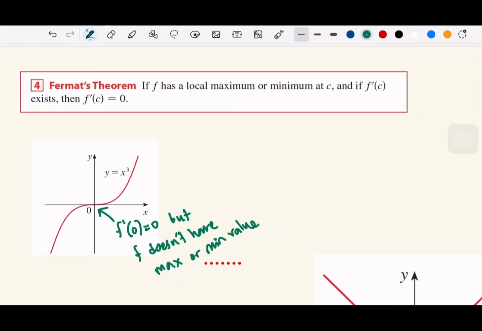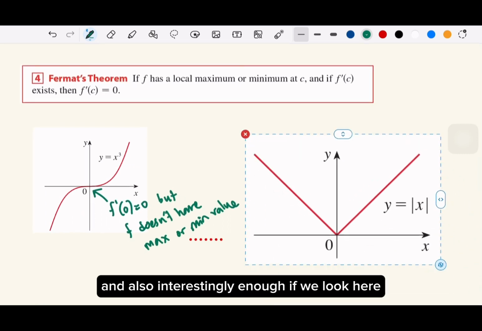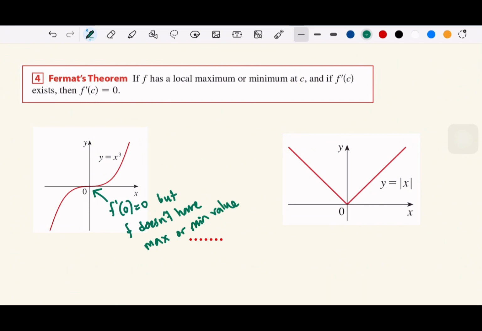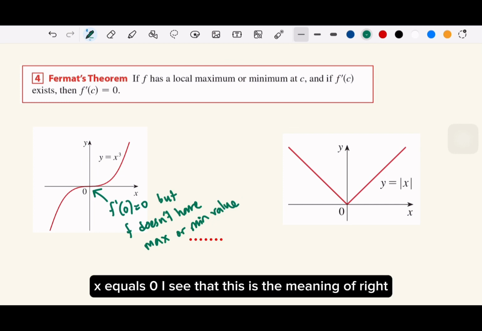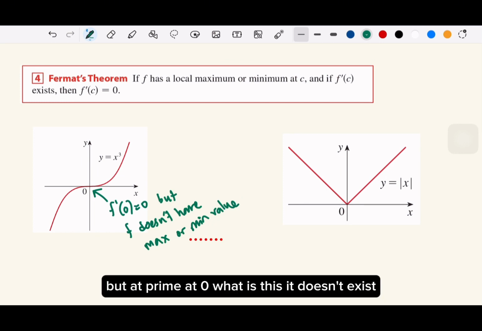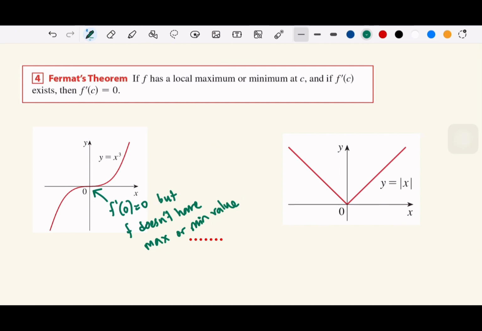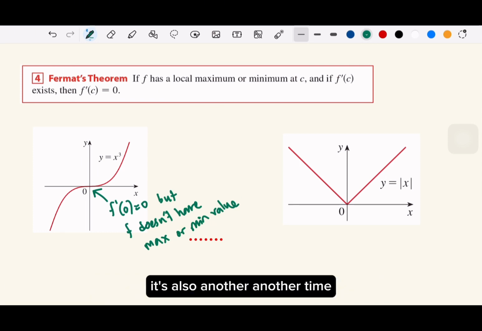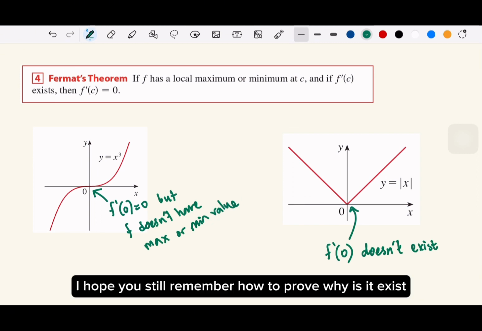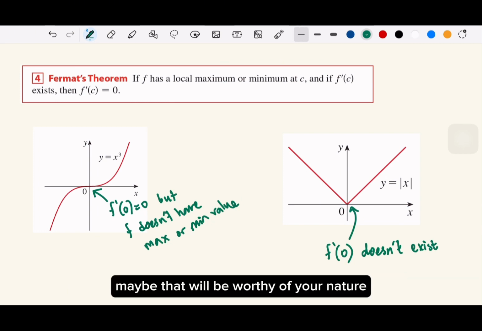And also, interestingly enough, if we look here, we have the absolute value of x. I hope you still remember the function. At x equals 0, you can see that this is the minimum, right? But f prime at 0, what is this? It doesn't exist. The derivative at x equals 0 doesn't exist here. So it's another phenomenon. Here, f prime at 0 doesn't exist. I hope you still remember how to prove why it doesn't exist. Maybe that will be worthy of your midterm exam.